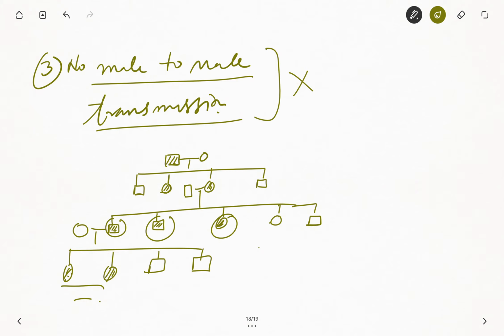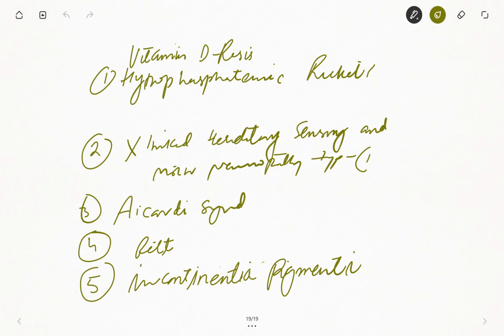What are the recurrences and what are the examples? We have different examples, and we have a recurrence rate. For instance, examples are vitamin D resistant hypophosphatemic rickets, X-linked hereditary sensory motor neuropathy type 1, Aicardi syndrome, Rett syndrome, and incontinentia pigmenti. Talking about the conditions' recurrence rate.